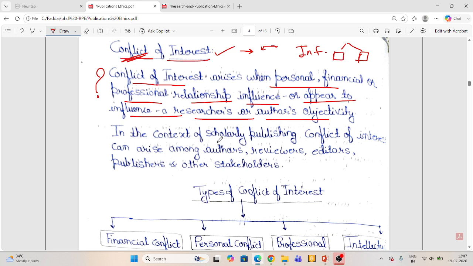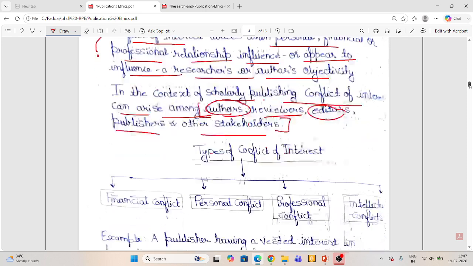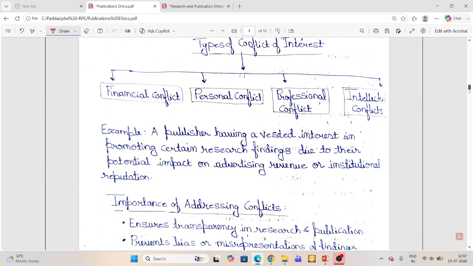So in the context of scholarly publishing, conflict of interest can arise among author, reviewer, editor, publisher and other stakeholders. So these are the people among whom there can be any kind of conflict. Now, if we have to divide, conflicts can be divided into four major parts: financial, personal, professional, intellectual. We will study them one by one.